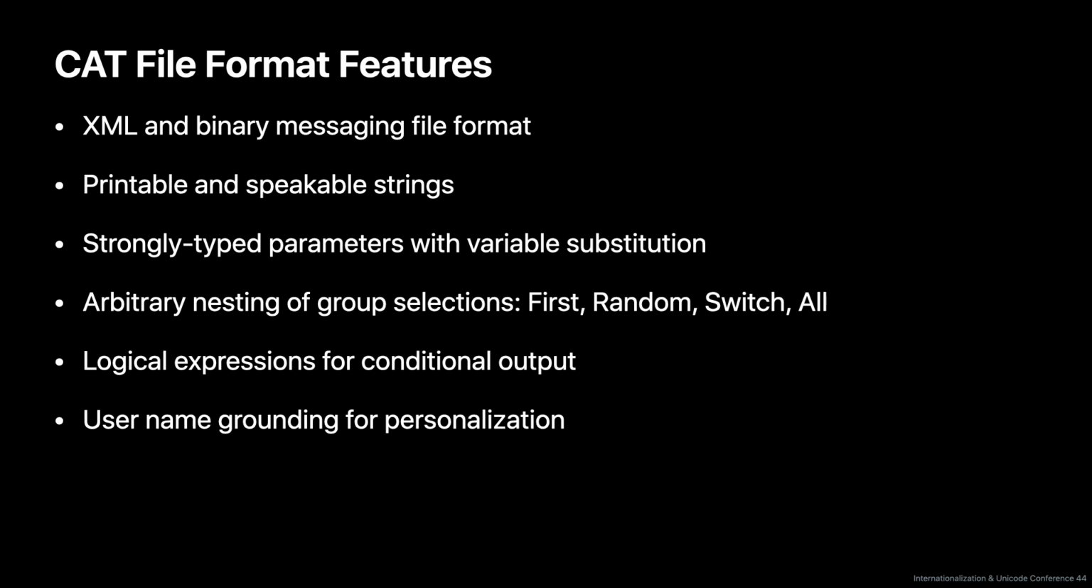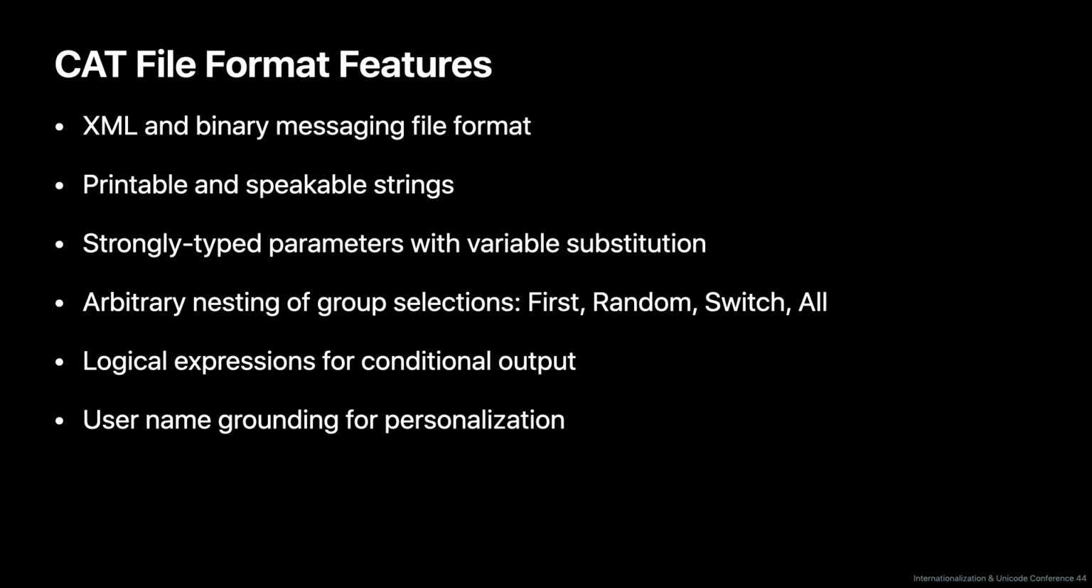As for the actual CAT file format, there are a number of important features that I'll discuss today. We support an XML representation to make it easy to hand author files, and we also support a compact binary format for better disk space utilization and faster parse times. The command line tools I just mentioned include the ability to easily convert between these two representations.